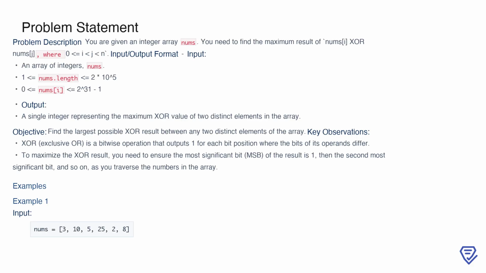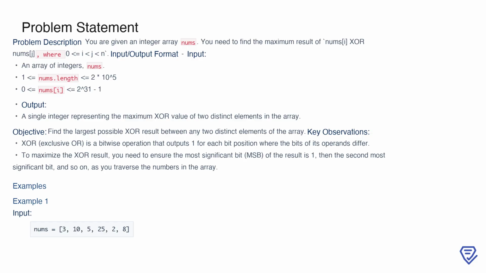In this problem, we are tasked with finding the maximum XOR value that can be obtained by selecting two distinct elements from an array of integers. The input to the problem is an array called nums, where the size of the array can range from 1 to 200,000, and each element in the array is a non-negative integer, with a maximum value of 2 to the power of 31. The output is a single integer, which represents the largest XOR value achievable by any two distinct numbers in the array.